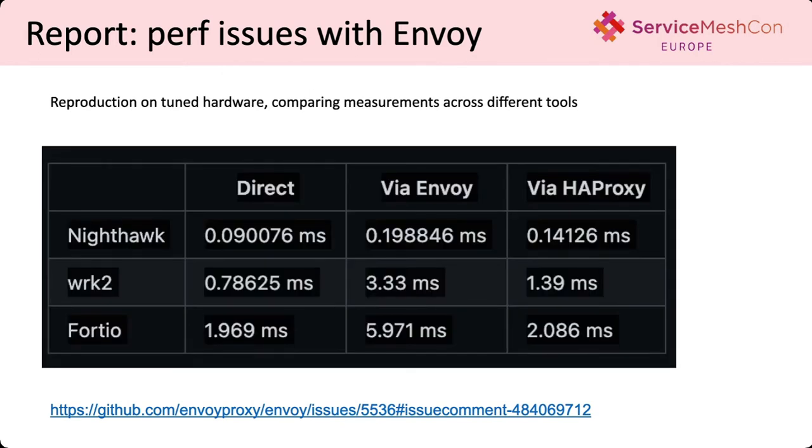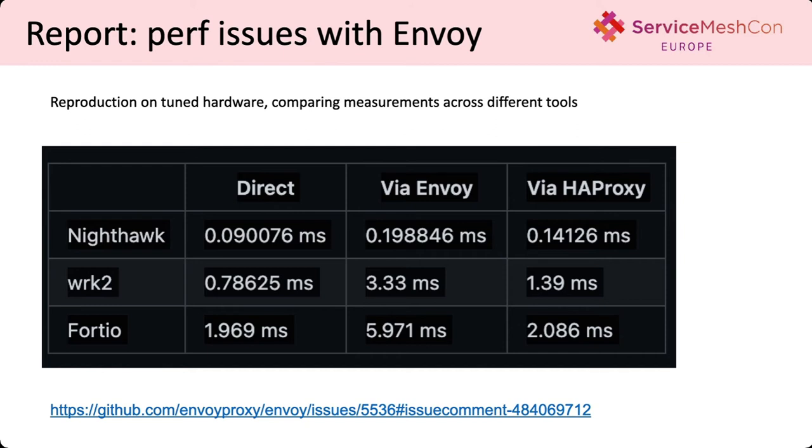So I set up a reproduction, and next to WRK, I used FortIO and Nighthawk to measure latencies. While doing so, WRK reproduced mean latencies in the right ballpark, but FortIO reported latencies about twice as high, and Nighthawk would in turn report latencies an order of magnitude lower. They couldn't all possibly be right.